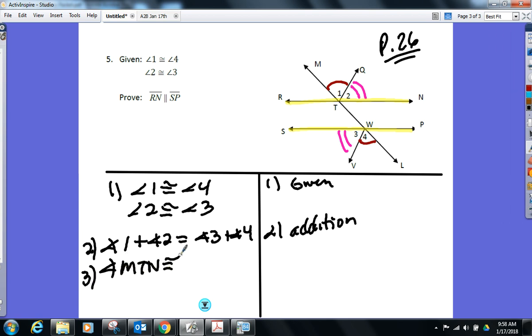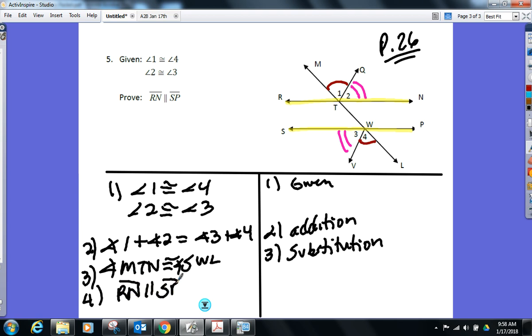Congruent to the other angles, what? SWL, by substitution. And now, okay, they're congruent. Now I know my lines are parallel. RN parallel to SP. What type of angles were they? Alternate exterior angles. Congruent implies I have parallel lines.